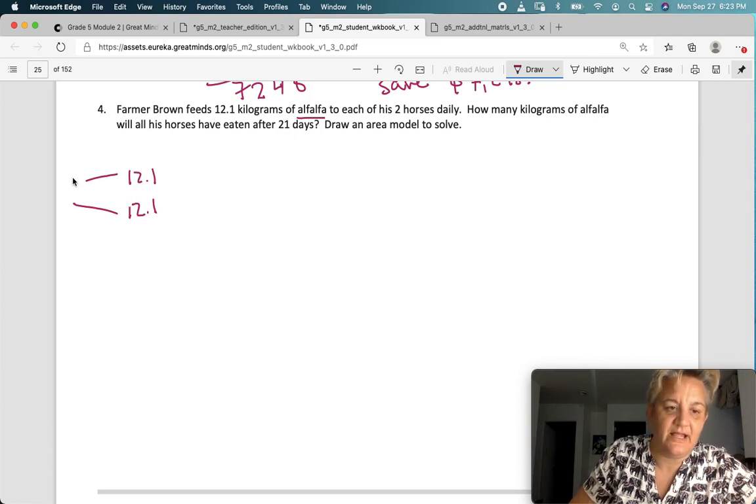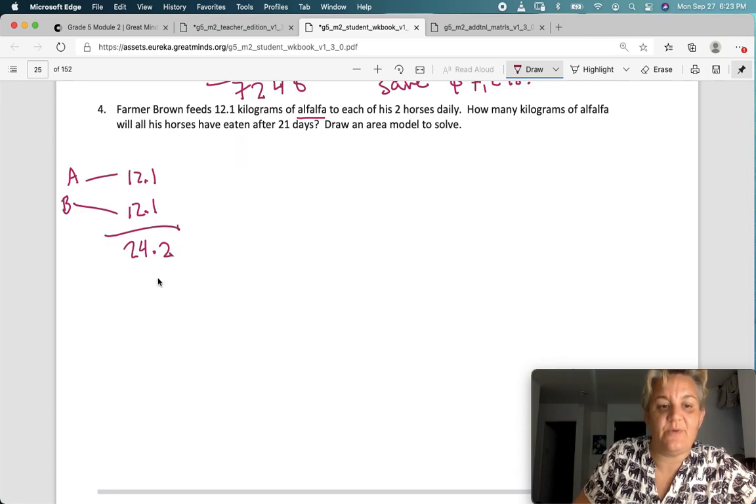Okay, so horse 1 and horse 2, or horse A and horse B, and that's every day. So let's add that together. Remember, when you're adding decimals, you have to line up the decimal. So 1 plus 1 is 2, 2 plus 2 is 4, 1 plus 1 is 2. So that's 24 2/10 kilograms per day.